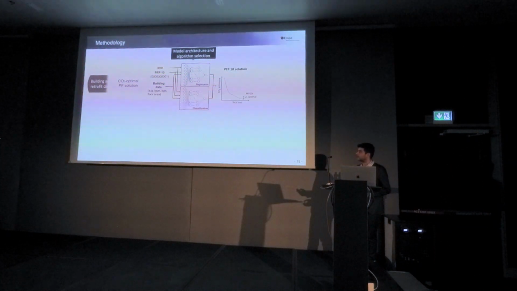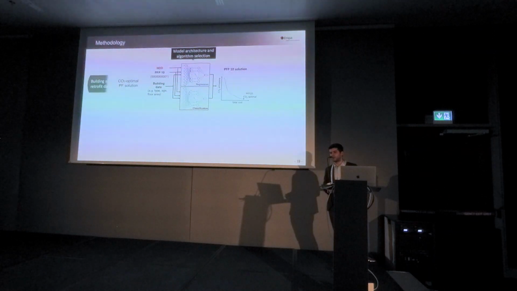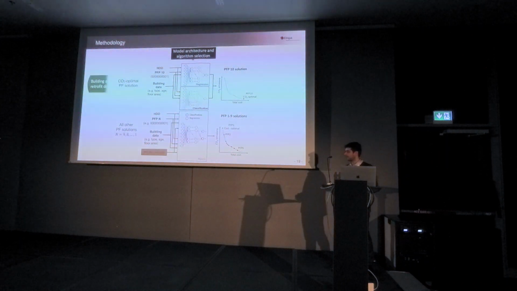We also have the Pareto front number as input. So here it is 10, one-hot encoded. And we also have the heating degree days in order to give some information to the model about the weather conditions.